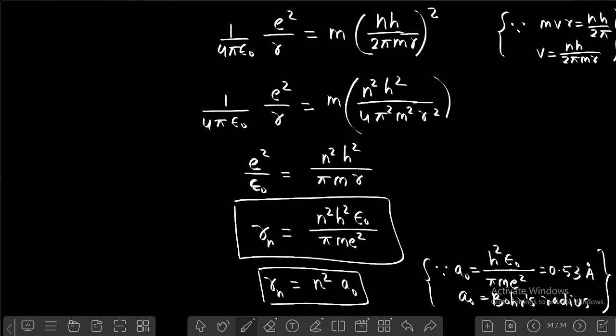Okay. So what are you observing here? Radius is directly proportional to n square. In the orbit the electron is moving, and that radius is directly proportional to the principal quantum number square, where n equals the number of the orbit. n equal to 1 is the first orbit, n equal to 2 the second orbit, n equal to 3 the third orbit. Yes or no? Okay.